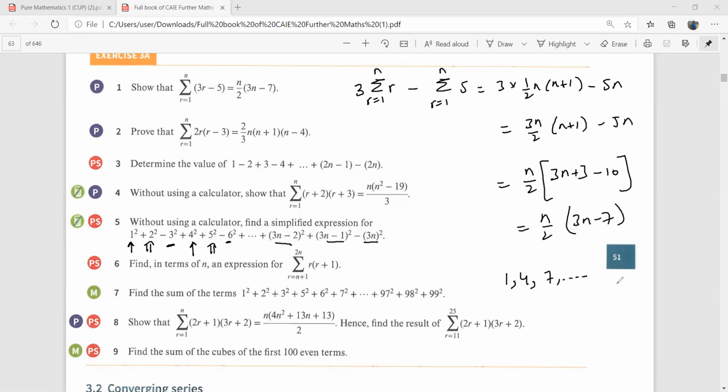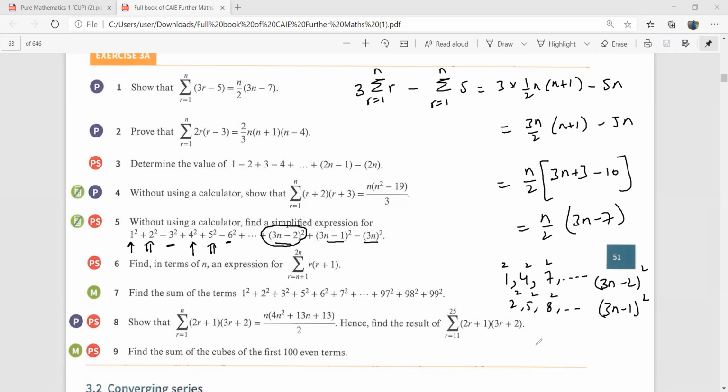Yes, wouldn't this be 3n minus 2? Yes. And when you have squares on it, this would be 3n minus 2 whole square. So that is how you're getting this one over here, okay? And then you have 2 comma 5 comma 8, and so on. So its nth term is going to be 3n minus 1. And since there are squares on it, you will have square on it.